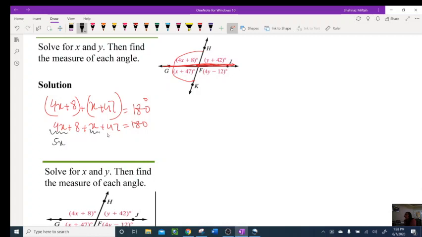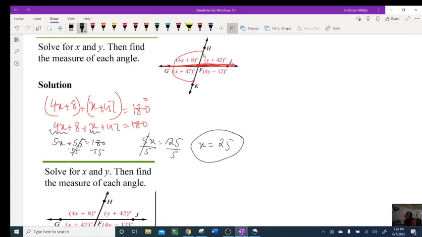8 and 47 will give me plus 55 equal 180. And when you subtract 55 both sides, you're gonna get 5x equal 125. And you divide 5 both sides because I need x equal 25. So I got x equal 25. Now they said find x and y's. We found x, we are good to go. Now let's look for the y.